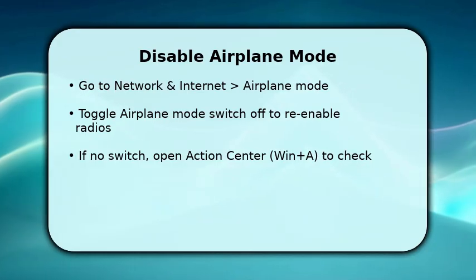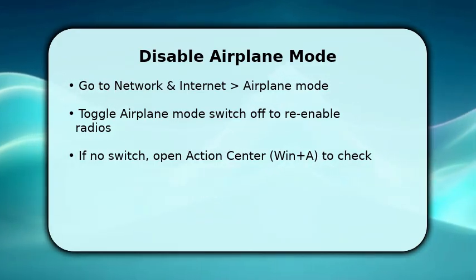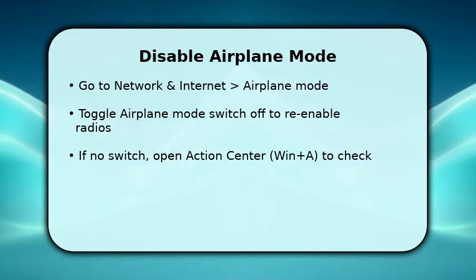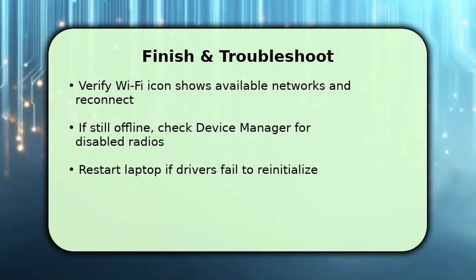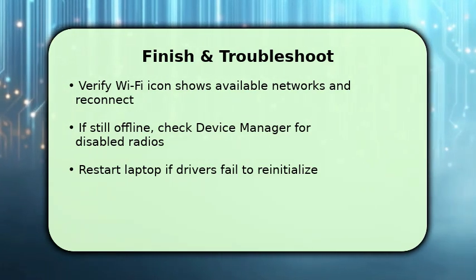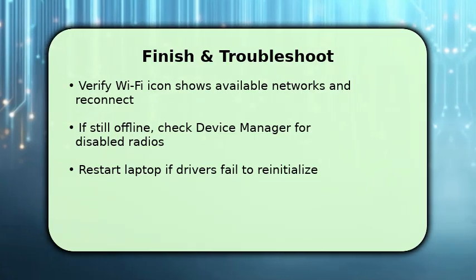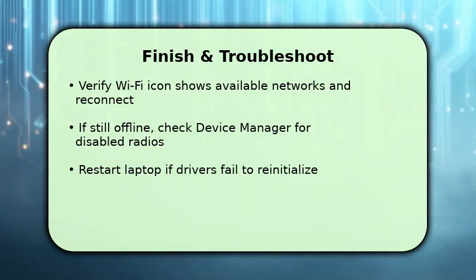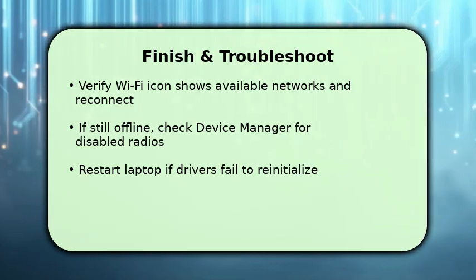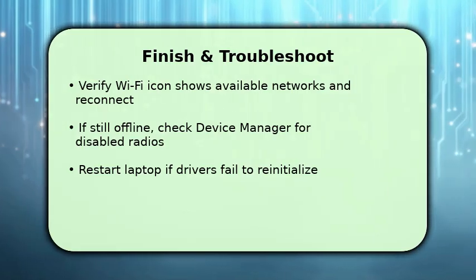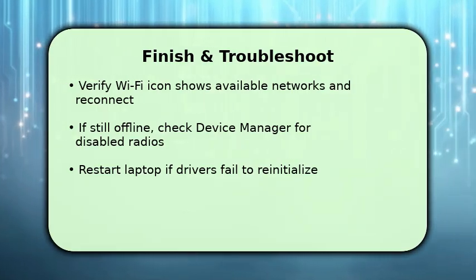You finish by checking the Wi-Fi icon and reconnecting to your network. If networks don't appear, open Device Manager and look under Network Adapters to confirm radios aren't disabled. If an adapter is disabled, right-click and enable it, or update the driver if needed. If reactivation fails, restart the Toshiba to force driver reinitialization. And as one key troubleshooting tip, temporary BIOS or hardware airplane switches exist on some models.